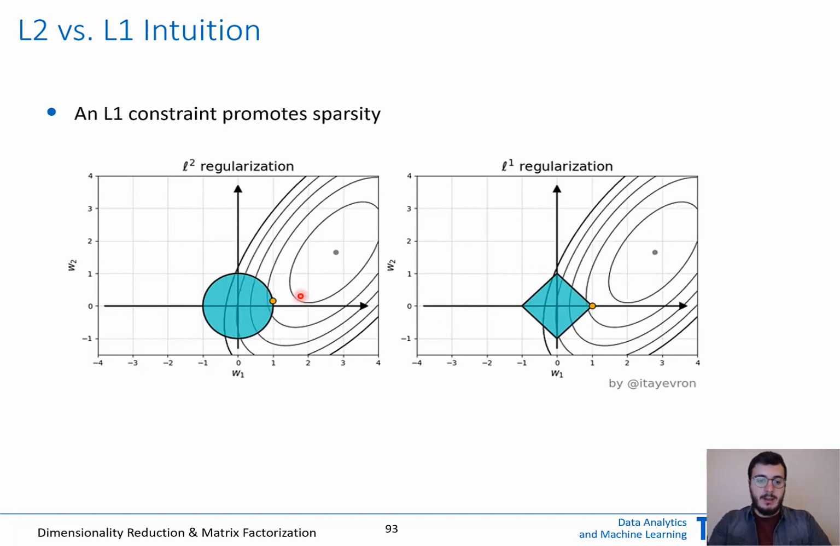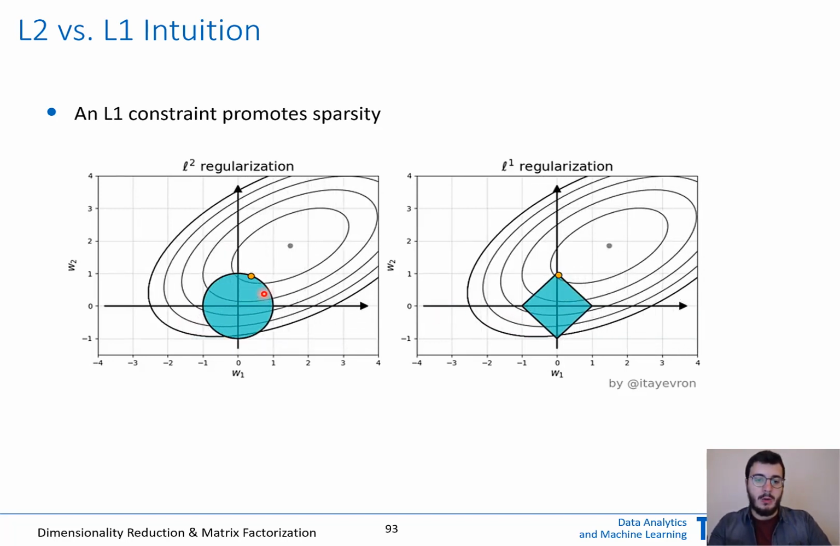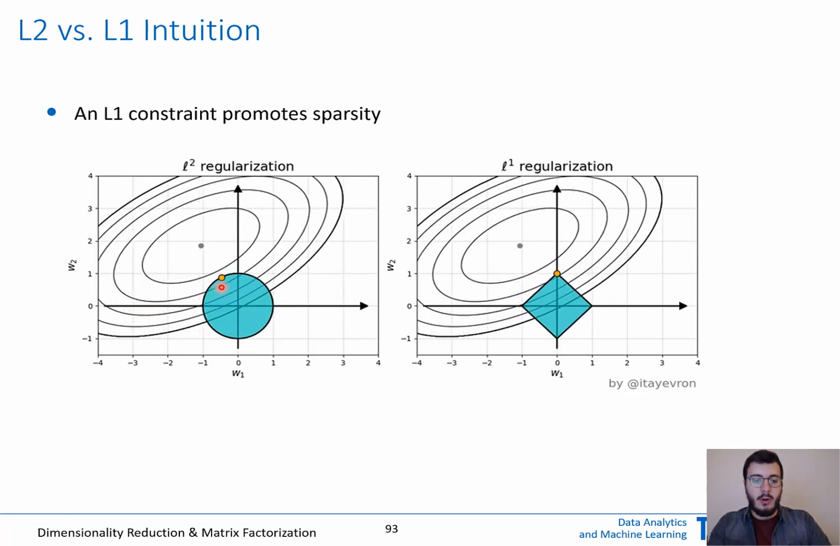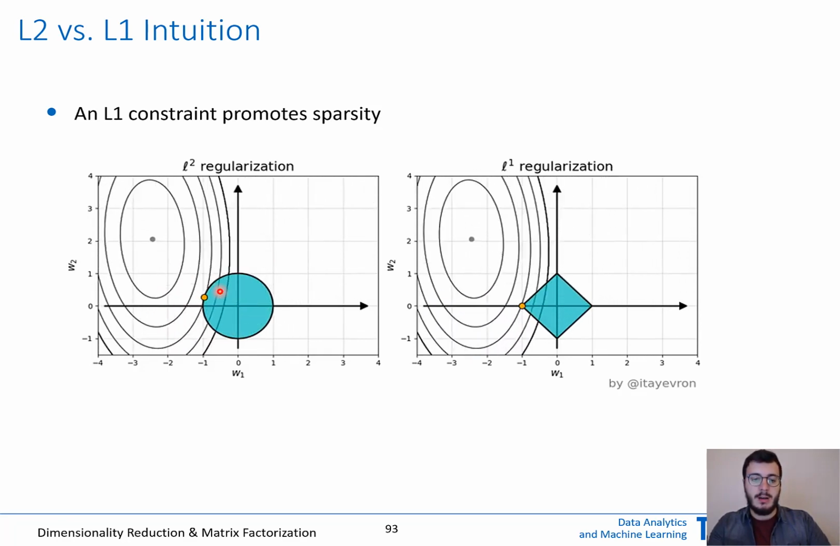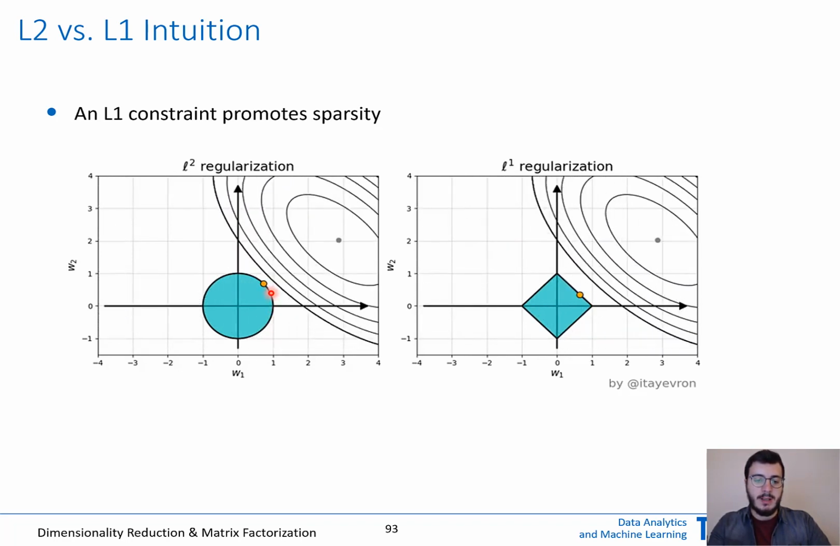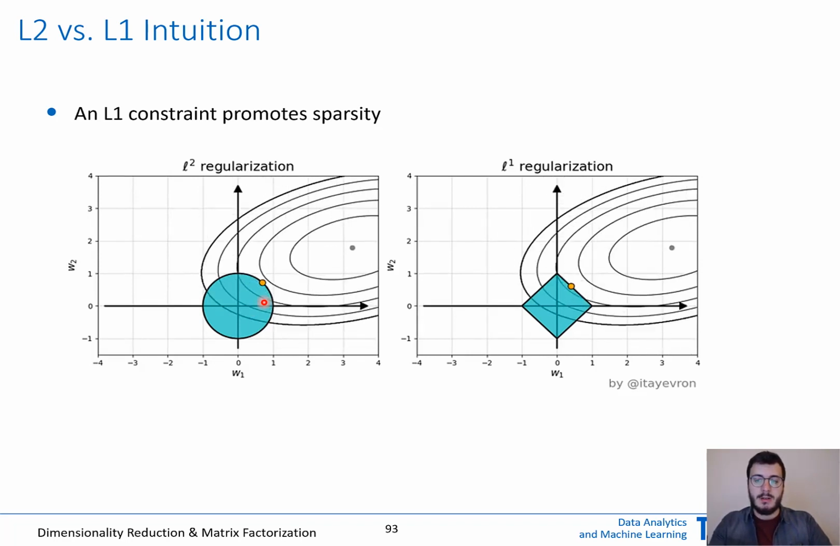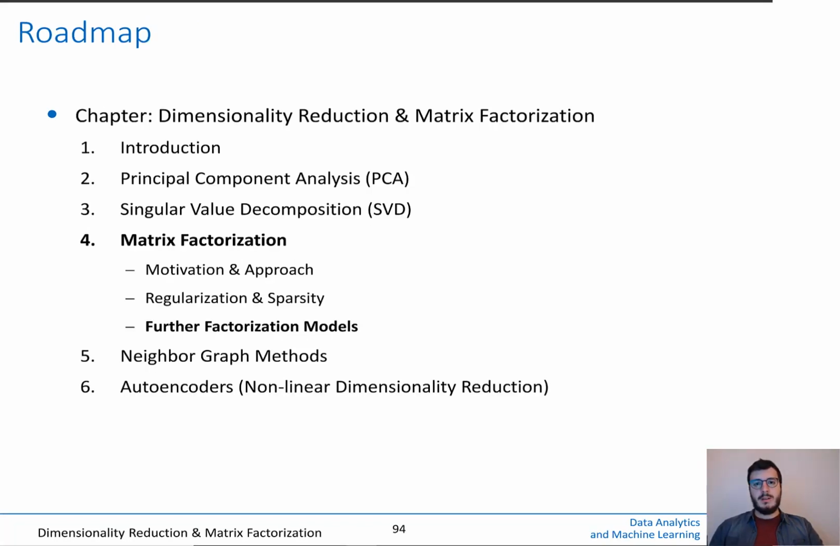While if we look at the other solution, the L2 regularization or L2 penalty, we see that almost never are we at these points which give you a sparse solution. So in most cases we are somewhere in between, which means we get a non-sparse solution. To summarize, adding regularization helps to both prevent overfitting and it promotes sparsity if we use the L1 norm.